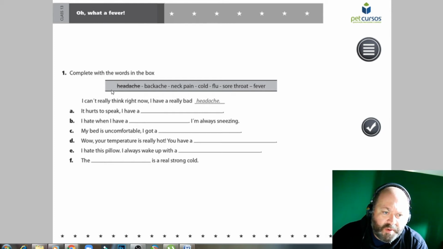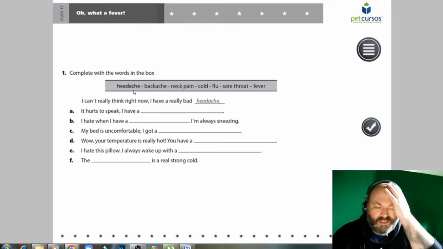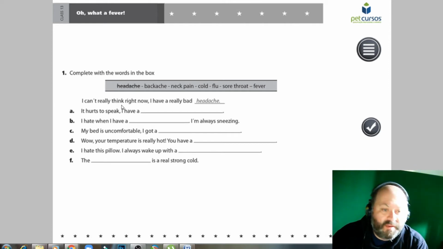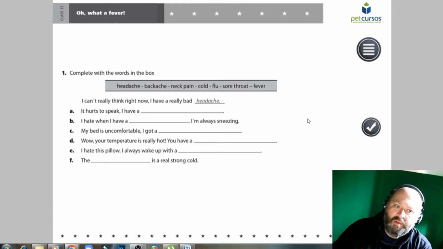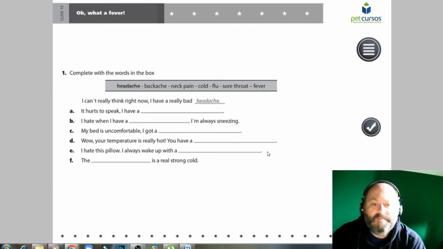We have the example here for headache. Oh, my headache. I can't really think right now. I have a really bad headache. So you have to read the other ones, and you should be able to complete with these words here. Again, if you haven't done it, né, se você não fez, stop the video now, read the sentences, complete them, and then you come back to correct, okay? If you have done it, let's go for the correction.